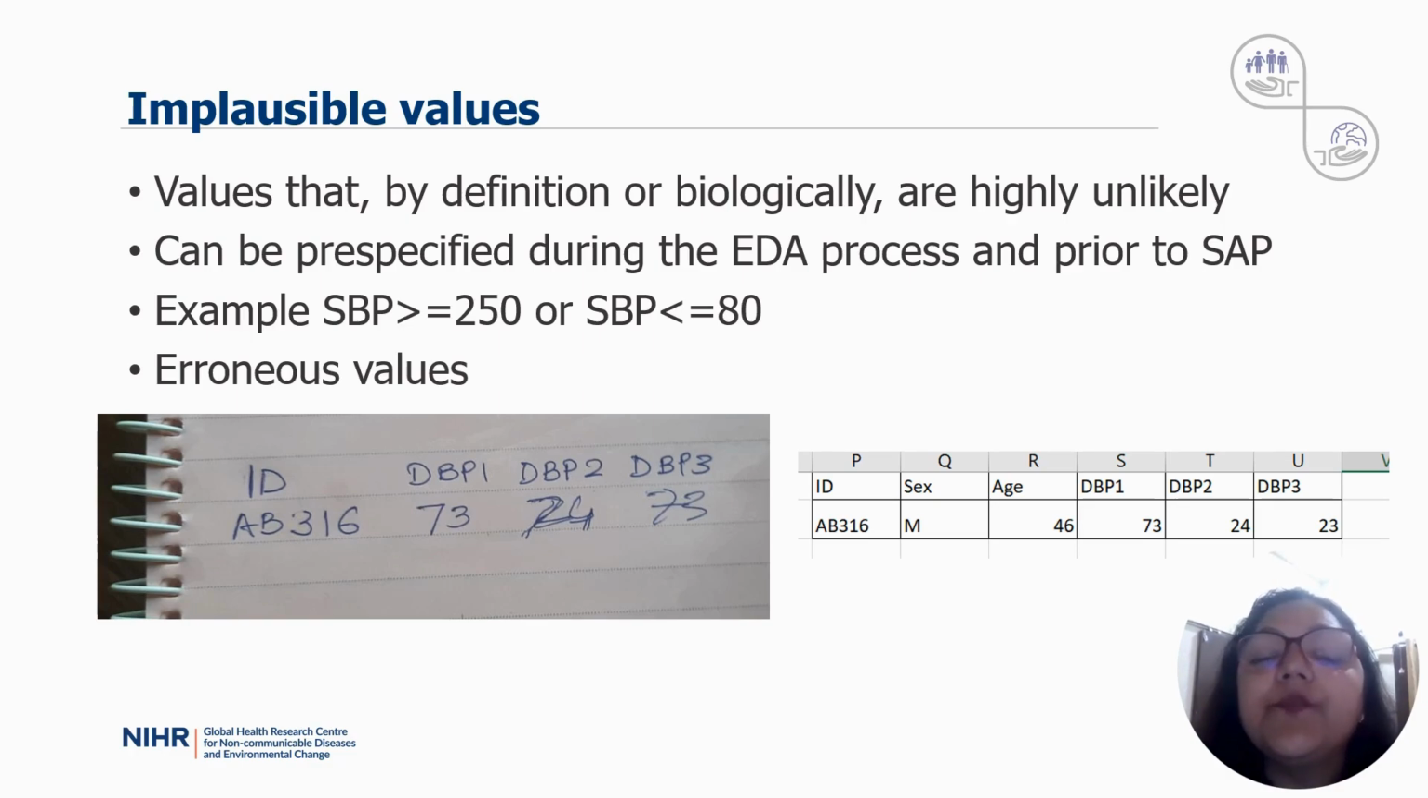Now, 24 and 23, when looked at by a clinician, may appear as highly implausible values for diastolic blood pressure. So they appear as unusual observations when you plot the histogram of diastolic blood pressure.